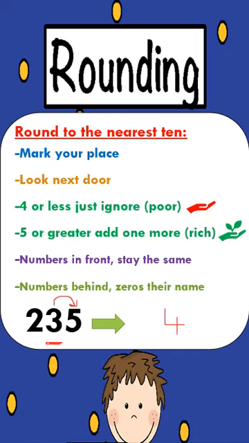And what about numbers in front and numbers behind? We have 1 digit in front and 1 digit behind. Numbers in front stay the same. So the number in front, which is 2, will stay the same, 2 as it is. What about the number behind? Numbers behind, zeros their name. So instead of 5 it will be 0. Is it easy? Let's take another example.